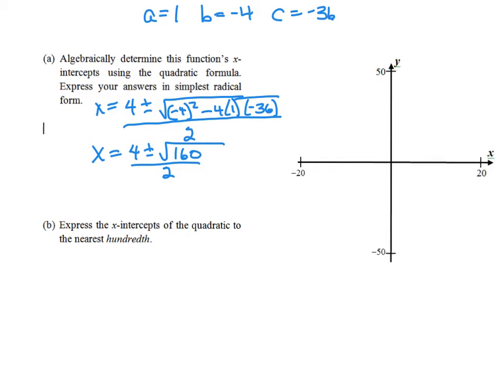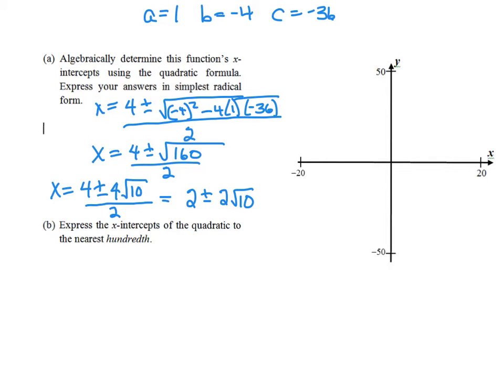We'd like to simplify this, so we're going to say x is equal to 4 plus or minus... 16 is a factor of 160, and 16 is a perfect square. So when I take the square root of 16, the 4 comes outside the radical. But then 10 goes underneath the radical because 10 times 16 is 160, and 10 doesn't have any perfect square factors. Then we'll divide both parts by 2. So this gives me as my solution 2 plus or minus 2 radical 10.